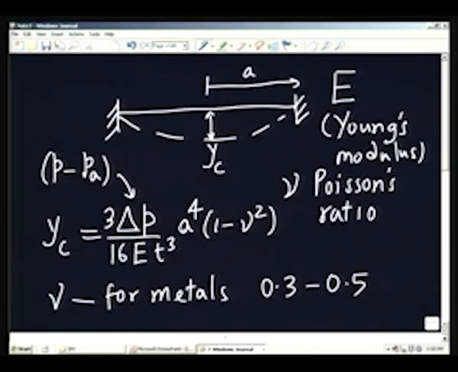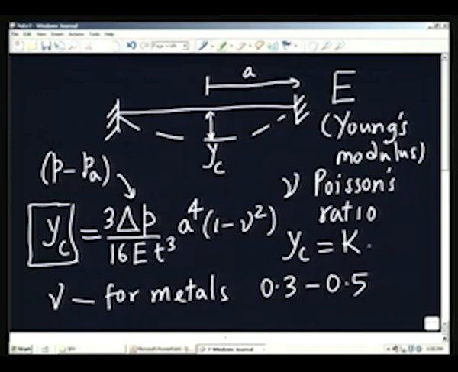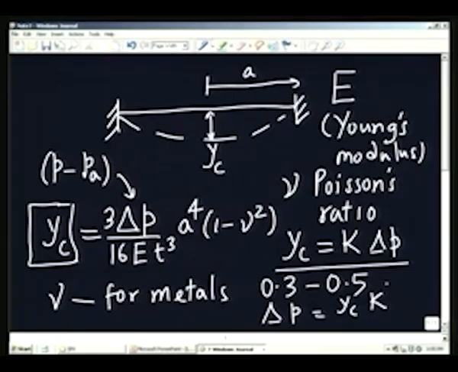a is the radius of the diaphragm, and delta P. Therefore, you see that the displacement at the center is directly proportional to delta P, and all the other things are constants, material constants or geometrical constants. Therefore, you can see that Y_C is equal to some k times delta P, or you can also write it as delta P equal to Y_C multiplied by k dash, where k dash is nothing but 1 over k, and k dash is nothing but the gauge constant.